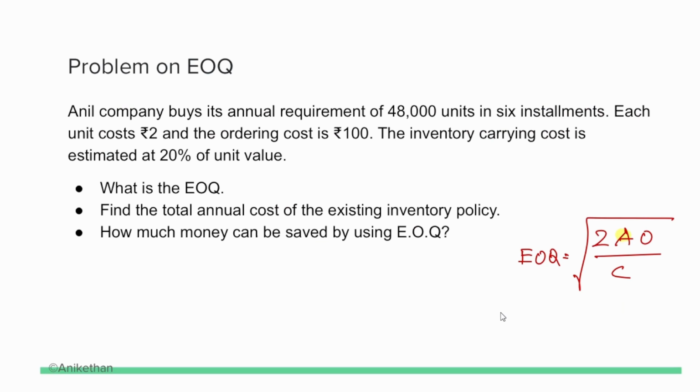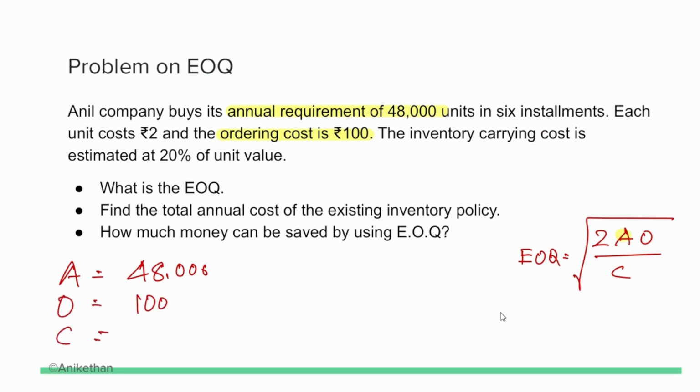Anil company buys its annual requirement of 48,000 units. The question directly says annual. So no problem. We don't have to convert. So this is 48,000, correct? Next, what is ordering cost? Ordering cost is 100. Again, given directly. So no problem.